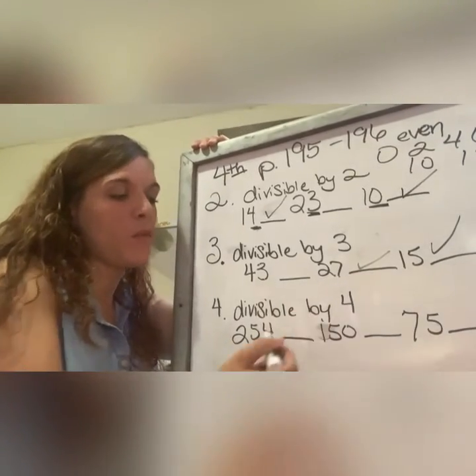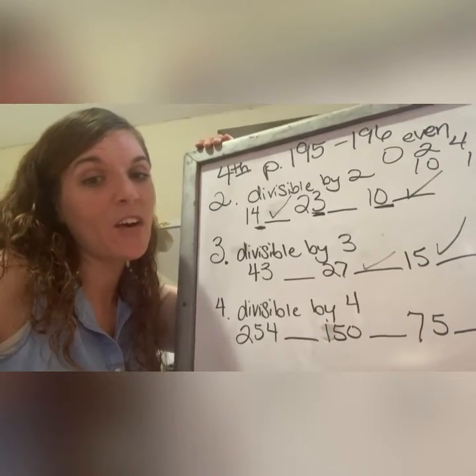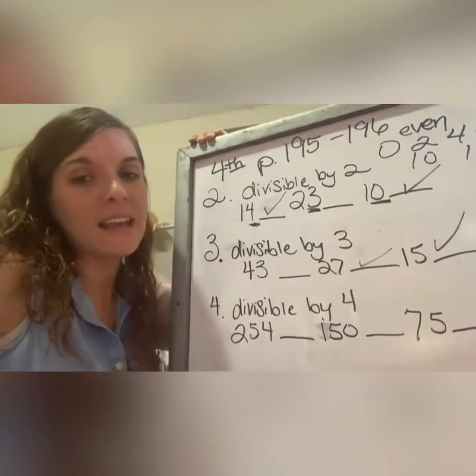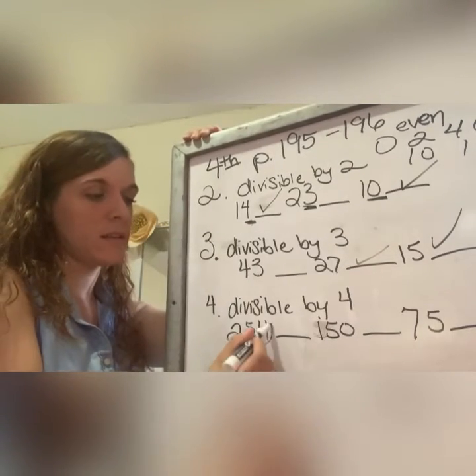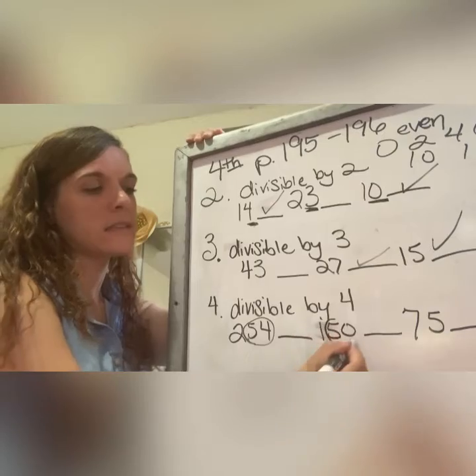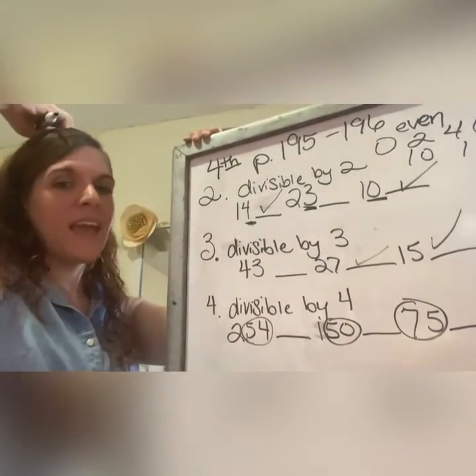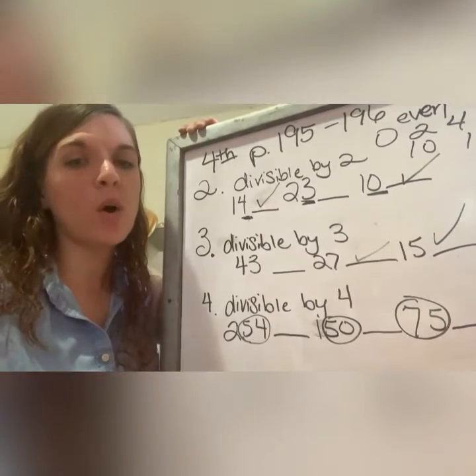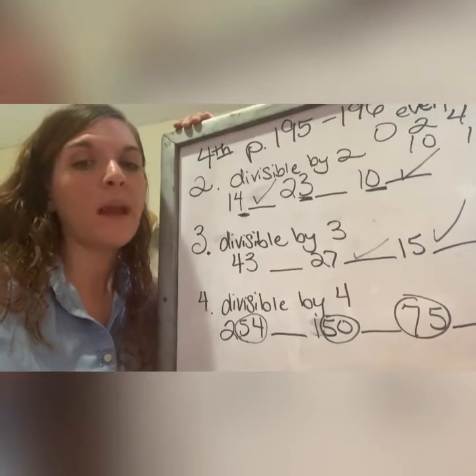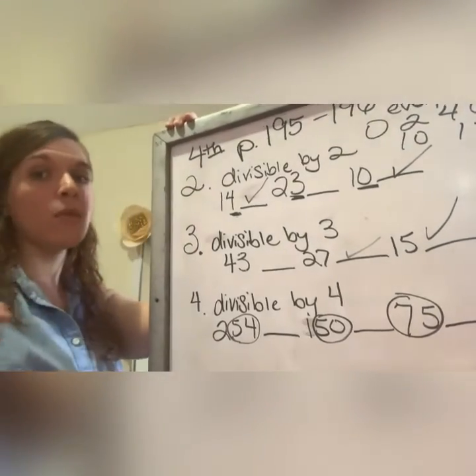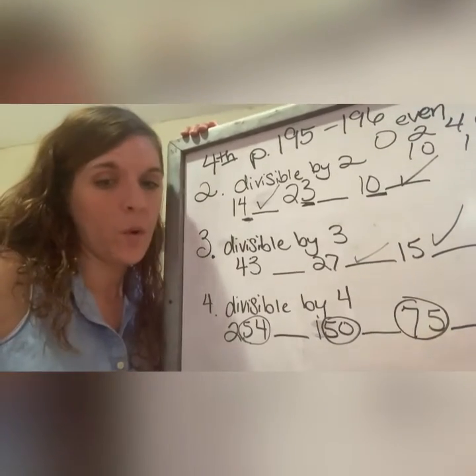Is it divisible by 4? So, what's the trick here? Okay, well, the trick here is you have to look at the last 2 digits. So, circle your last 2 digits. Okay, they have to be 0 or they have to be divisible by 4. They have to be 0 or they have to be divisible by 4.